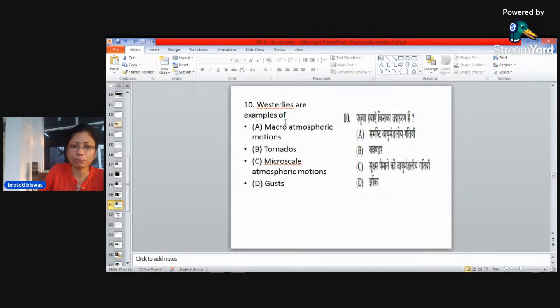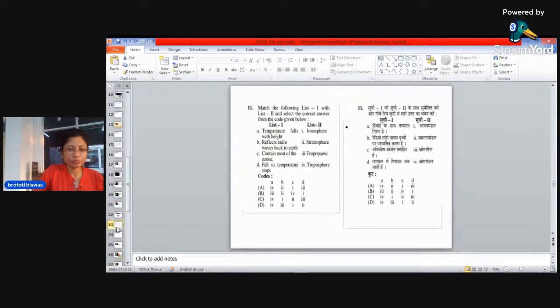It is a macro atmospheric motion because this occurs throughout the atmosphere. We are seeing this throughout the atmosphere. So this is macro atmospheric motion. Any doubt? Is there any doubt? Okay, so let us come to the next.